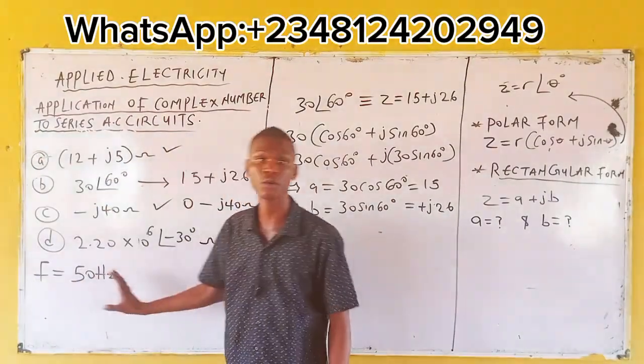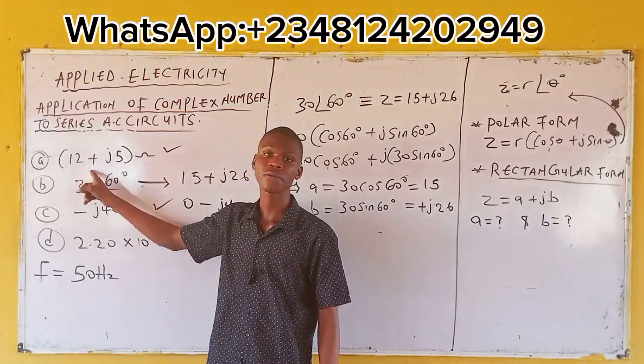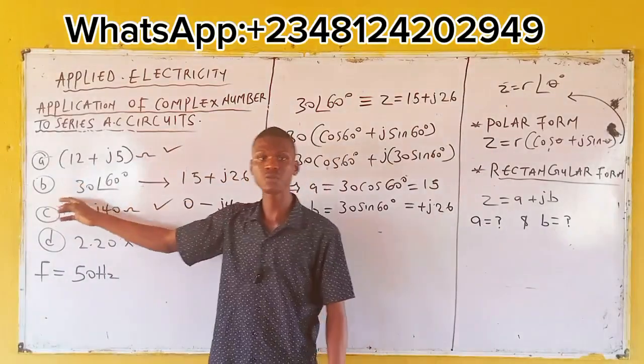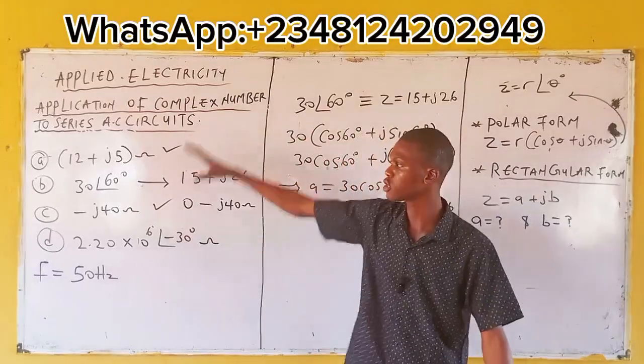This question, they are different questions. 1, 2, 3, 4 are different. So you can solve 1 first. Then you move on to 2. Then you move on to 3, and lastly you move on to 4. But we are just working it out.